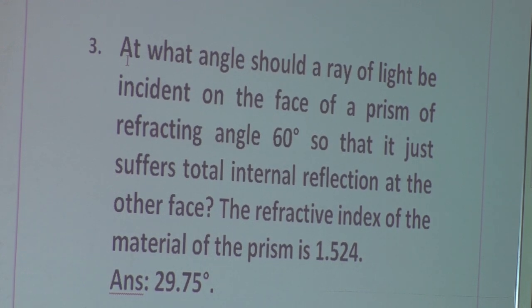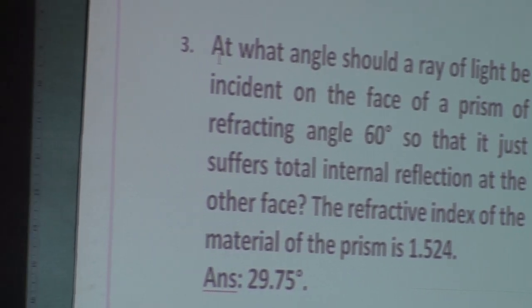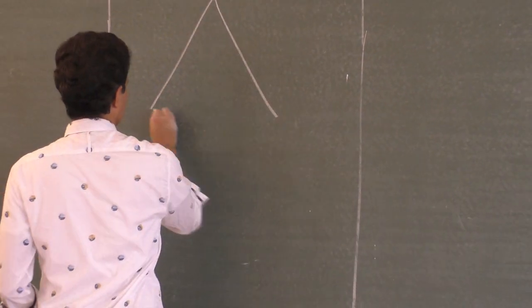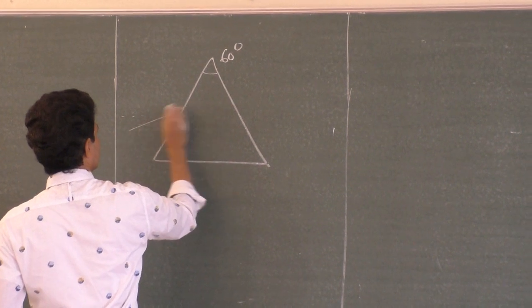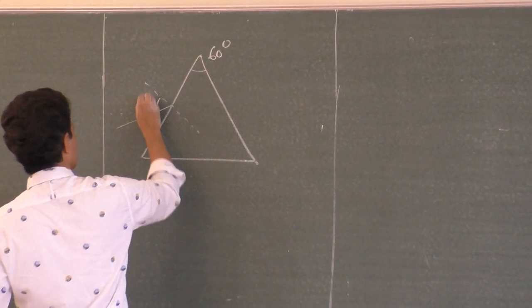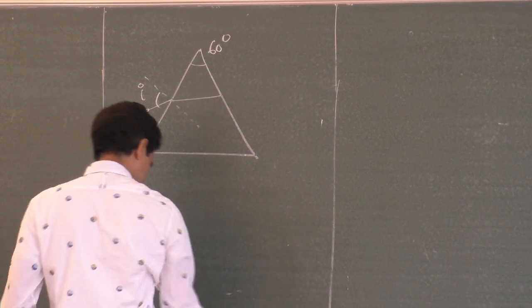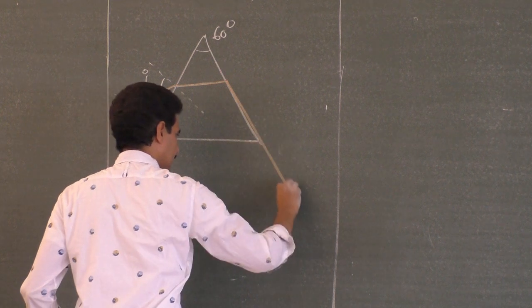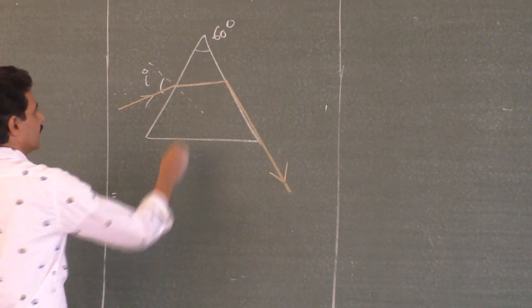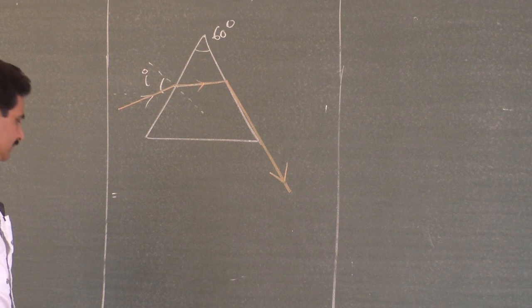Okay, shall we move on? Just coming to the board. At what angle should a ray of light be incident on the face of a prism of refracting angle 60 degrees so that it just suffers total internal reflection? It is 60 degrees, this one. At what angle should you incident a ray of light on the first face of the prism so that it undergoes just total internal reflection here? So it moves like this, and like this. It undergoes just total internal reflection.